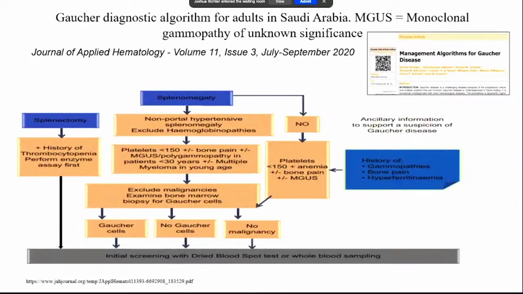There is a diagnostic algorithm in adults. Actually, I got this from a paper published in 2020 by Hazimi et al. about how to approach a patient with Gaucher disease. You can go through it. It's in the Journal of Applied Hematology.